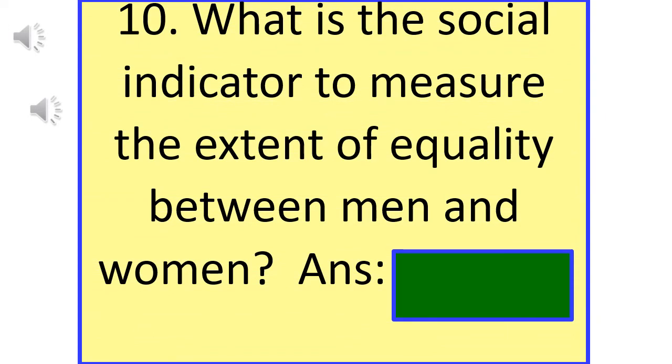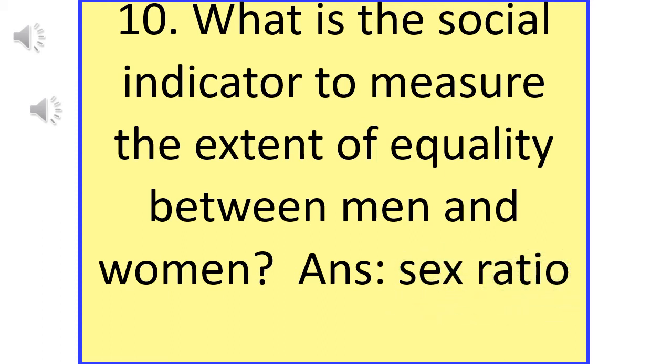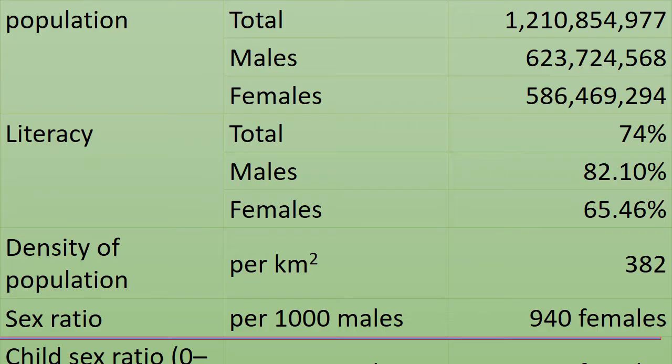What is the social indicator to measure the extent of equality between men and women? Sex ratio. Red arrow shows the sex ratio in the image.